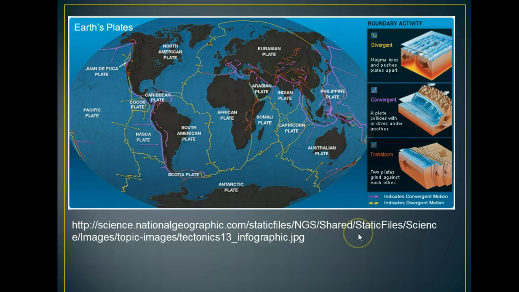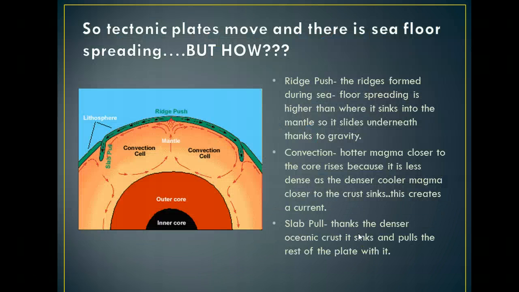Okay, so we know that these tectonic plates move, and there's such a thing as seafloor spreading, so you have new rock being formed. But how exactly does this happen? There are three ways that tectonic plates can move. One of them is called a ridge push, where the ridge formed during seafloor spreading is higher than where it sinks into the mantle, so it slides underneath thanks to gravity.